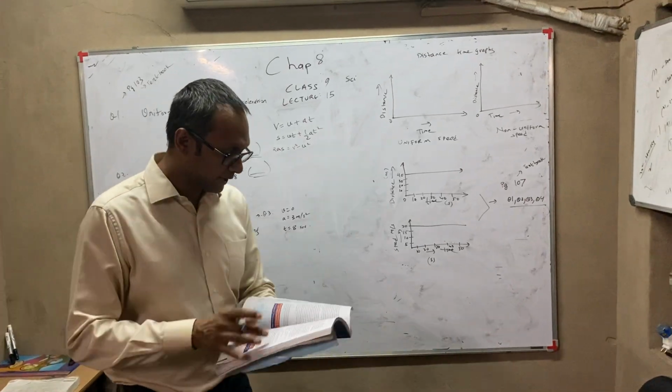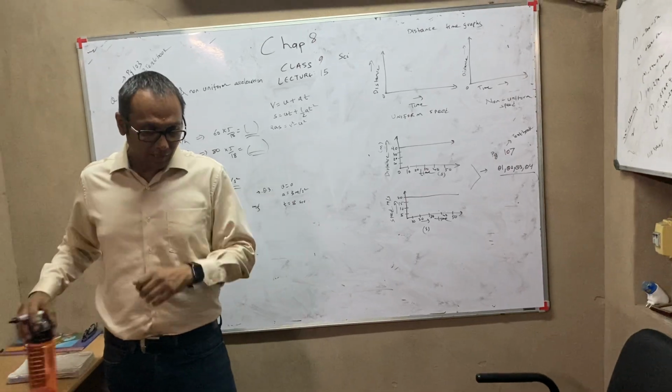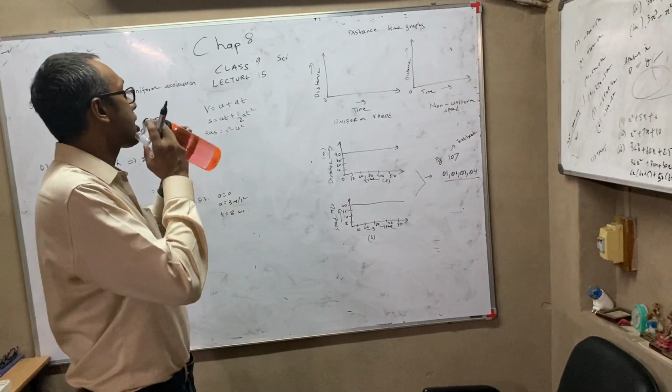Now we move ahead. We are now at page 104, which basically says graphical representation of motion.